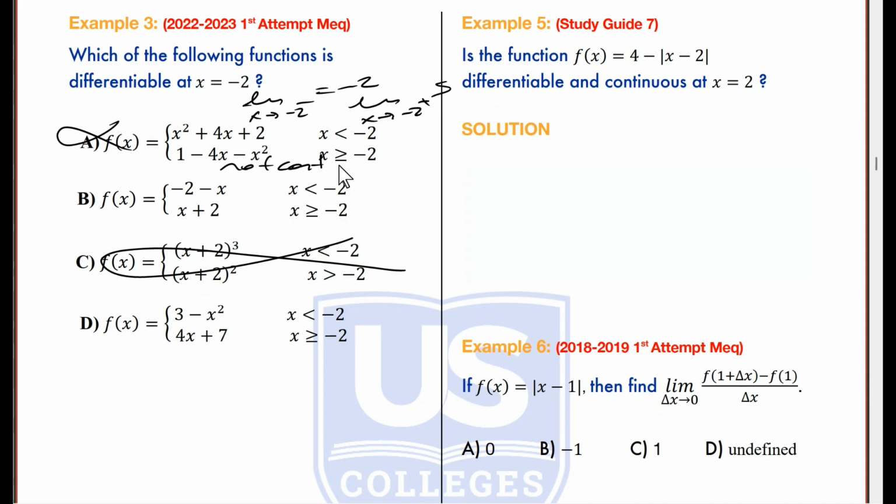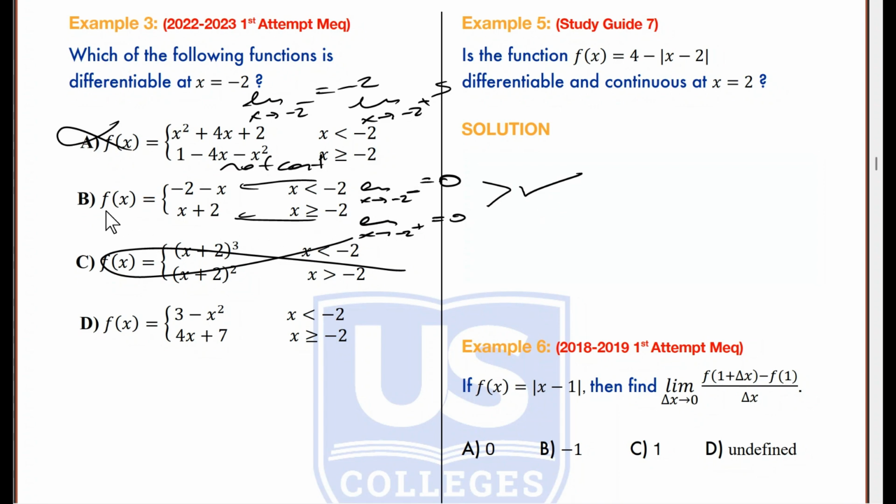So no need to take the derivative. Do the same for the second one. Left-sided limit, use this function, negative 2 for x. Negative 2 minus minus 2. So negative 2 plus 2, which is 0. Right-sided limit, negative 2 plus 2, 0. So the right-sided limit is equal to the left-sided limit. So the limit exists and the value of the function is also 0. So the second and third conditions are met.